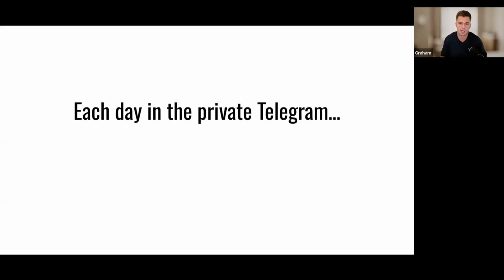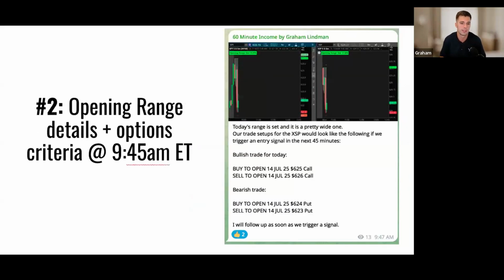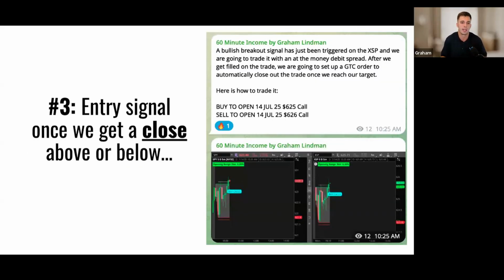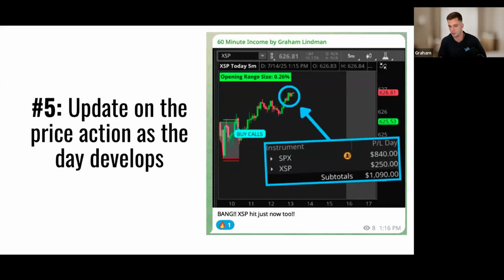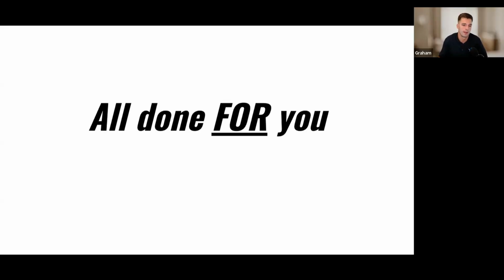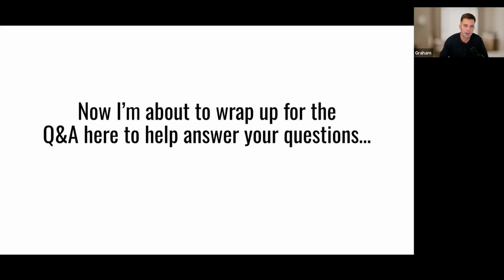Remember, each day in Telegram, I give you a quick market analysis, but then at 9:45 is the first important one. It's our pre-market game plan, our opening range game plan that just tells you the options we could go. It gives you a look at the current 15-minute opening range, and you know those high and low prices. Then I give you the entry signal once we get a close above or below. That also includes the exact options I'm trading. Follow up with the fill prices and profit target, and then update you along the way, all done for you. So that's how it works. I hope you guys are having fun.